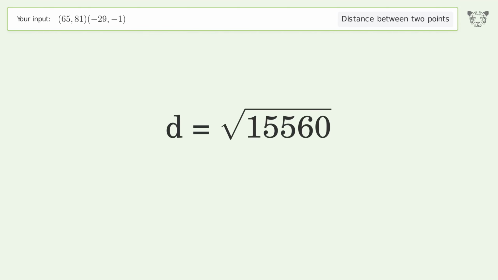And so the distance between the 2 points is the square root of 15,560, or 124.74.